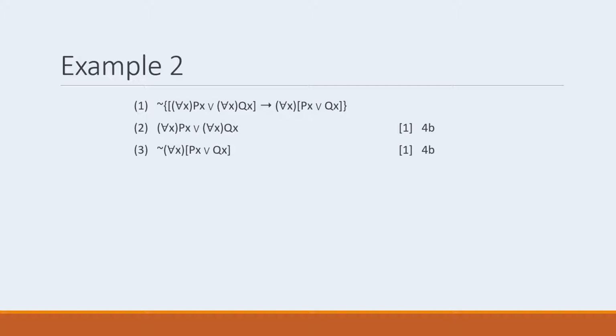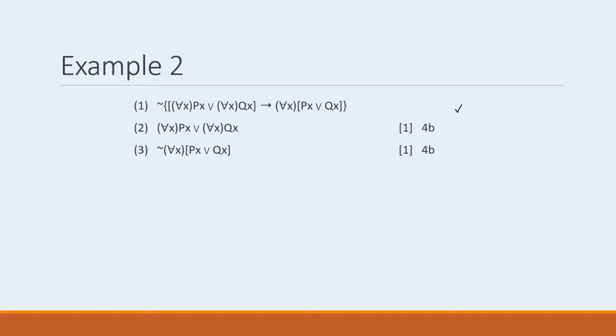Let's do one more example. Suppose we want to prove the statement, for all x p of x or for all x q of x implies for all x p of x or q of x. Again, we start with the negation as the root. From our not implies rule, we immediately have the antecedent and the negation of the consequent. Now that spends line 1. Line 2 is of the form or, that's a branch, so we'll defer it for now.